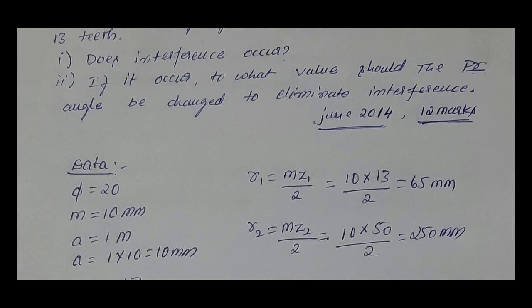If it occurs, the second unknown is specified: what value should the pressure angle be changed to eliminate the interference? He is telling us the things of what?